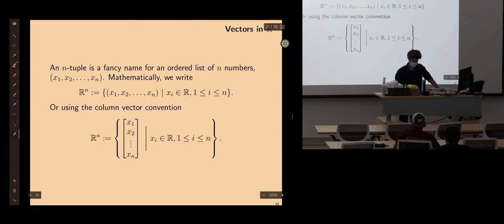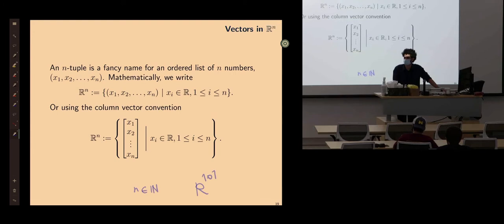N is a natural number. R102, or maybe for Rob 101, R101. This is a very high dimensional space, a 101 dimensional vector. 101 directions to move in the space.